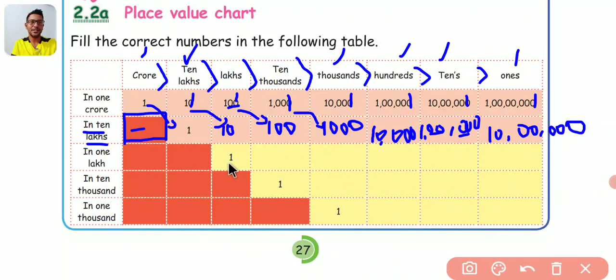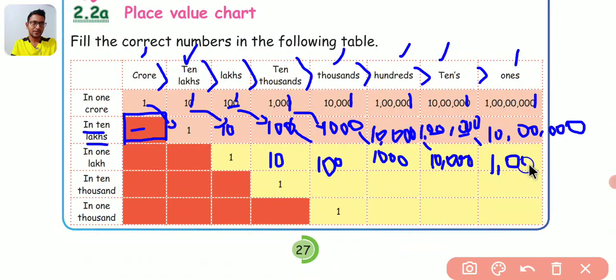Okay, it is very easy. So here one, what will come here? If you strike out 10 here, what will come? Yes, 10. Okay, this 10 will come here. This 100 will come here. This 1,000 will come here. So here 10,000. Here 1 lakh. Okay. 1 lakh. 0, 0, 0. Okay. 1 lakh. Have you understood?